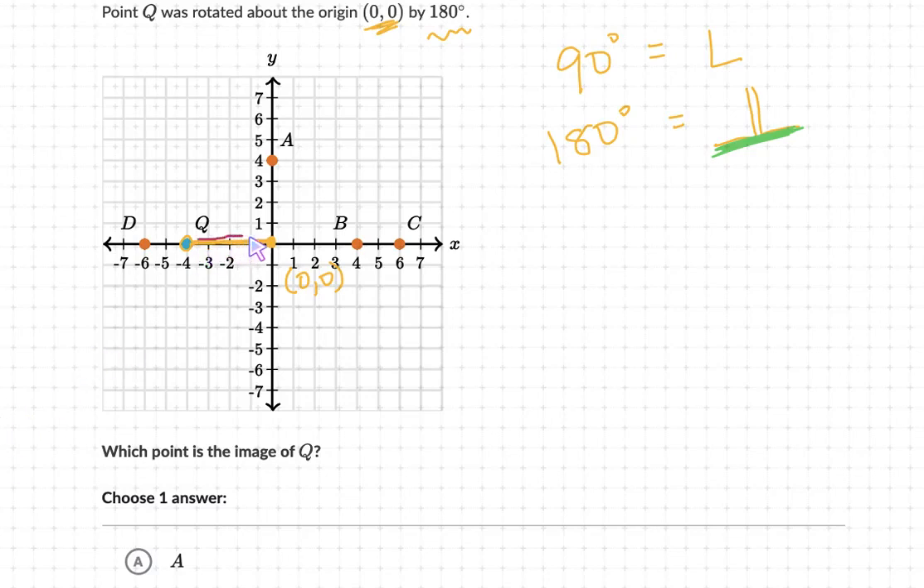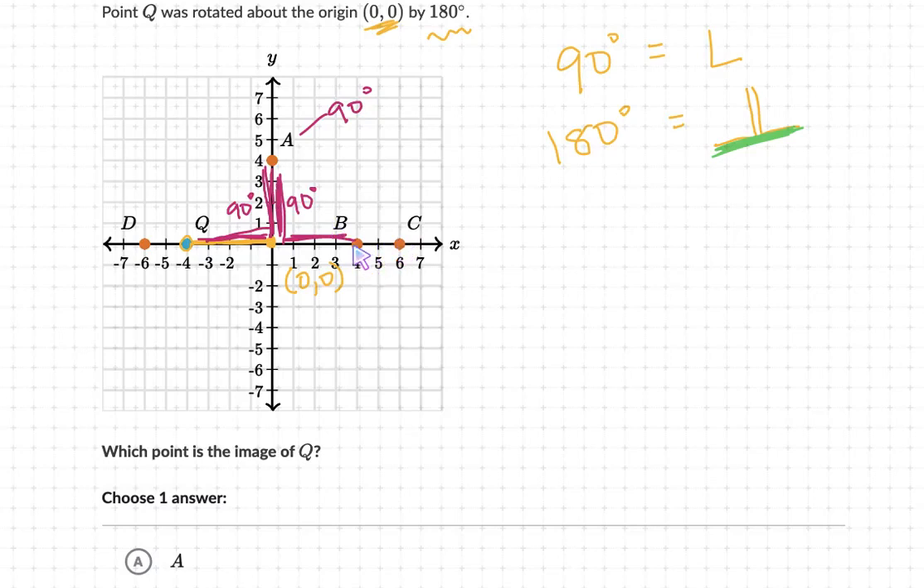My first L is right here. It's a backwards L, but it's still an L. So moving here would be 90 degrees. So the answer is not A. A only moved 90 degrees. Let's move another L so that we can move 180 degrees. 90 plus 90, 180.